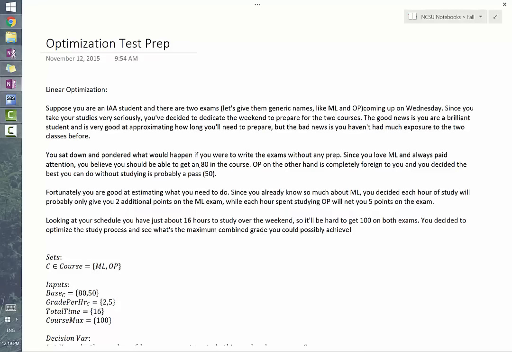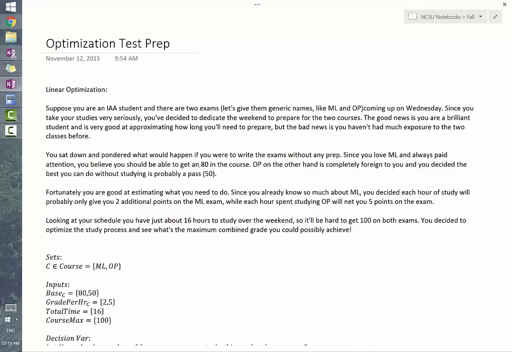Now, we know this is probably not linear in the real world, but let's assume it is for the sake of this problem. So you looked at your schedule and you have just about 16 hours over the weekend, 8 hours a day, pretty fair. And so it would be pretty hard to get 100 on both exams. Of course, we can't get anything over 100 on the exam. So you decide to optimize the study process and see what's the maximum combined grade you could possibly achieve.